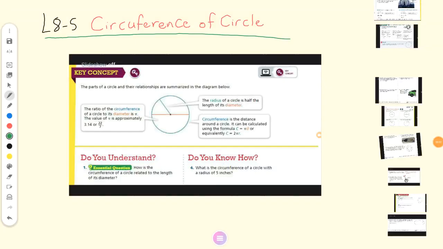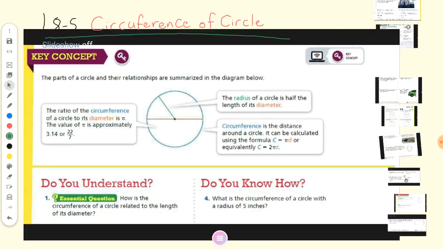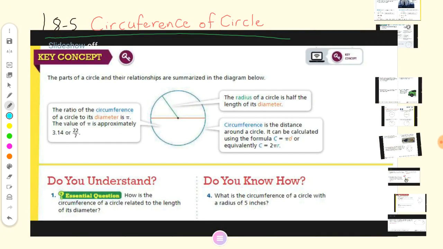Welcome everyone. We'll talk today about lesson 8.5, which is about the circumference of a circle. Actually, the word circumference means distance, the distance around the circle. So if I want to calculate the distance around the circle, we call it circumference, like this one.